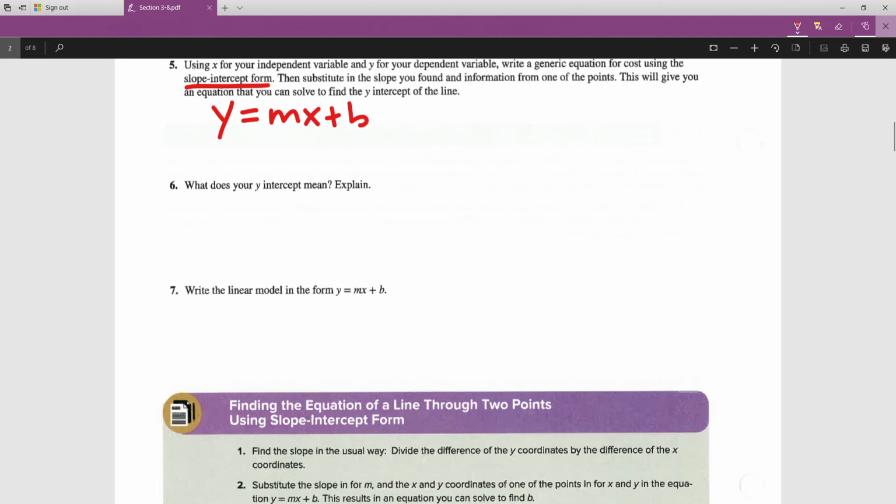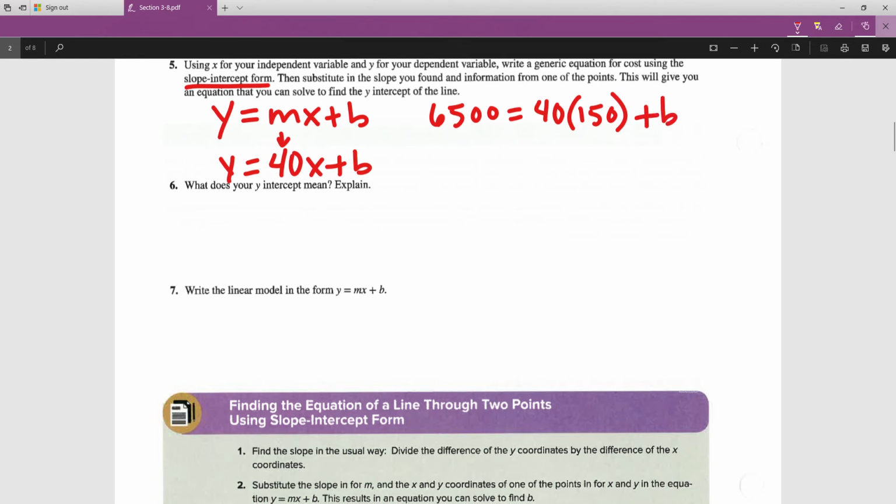And we're going to substitute in the slope that we found for the m in the formula, and that's going to be 40. And so now we have y equals 40x plus b, but we are still trying to solve for b. That's our goal because we don't know the y-intercept, but we do know an x and a y. So I'm going to use the first point that we used, our x1 and our y2 from the previous couple questions, and I'm going to put in 6,500 for my y, and that was associated with 150 people coming to the gala. And I'm still going to leave b as a variable.